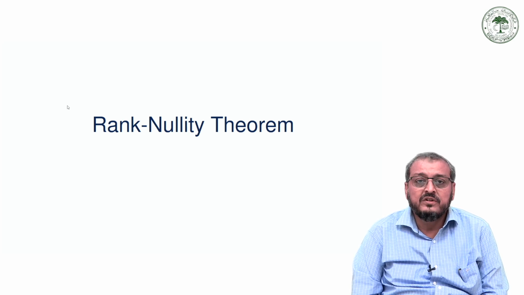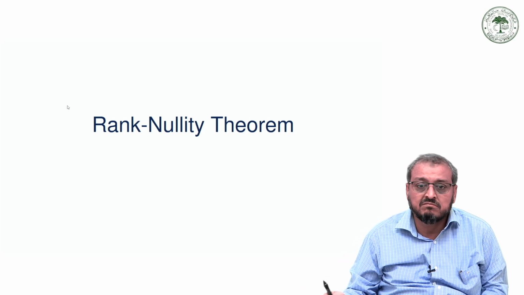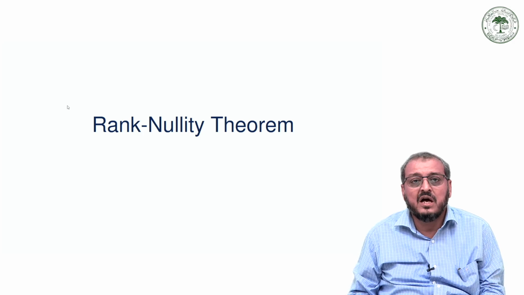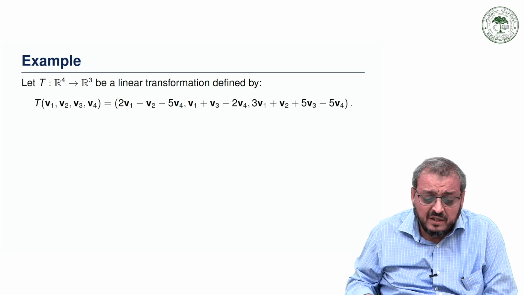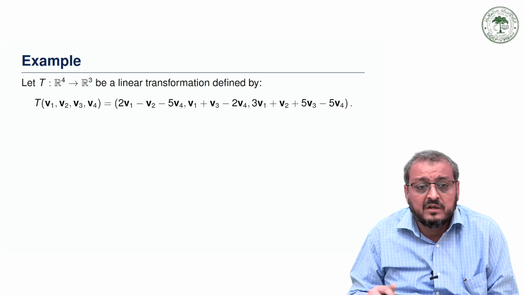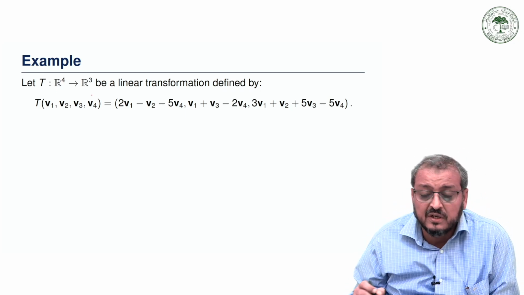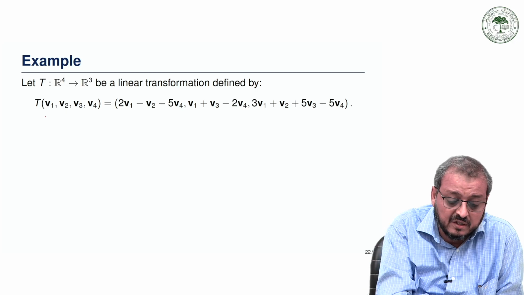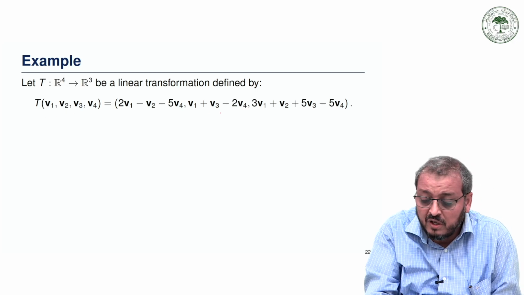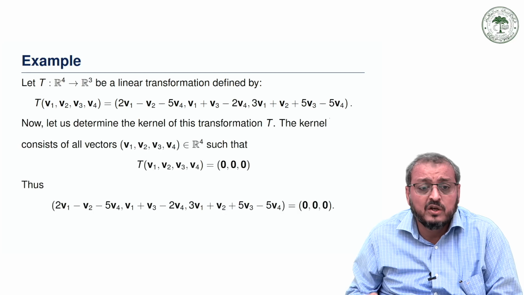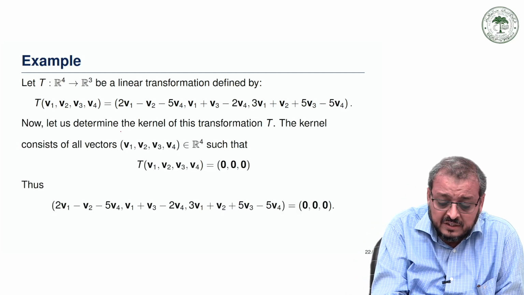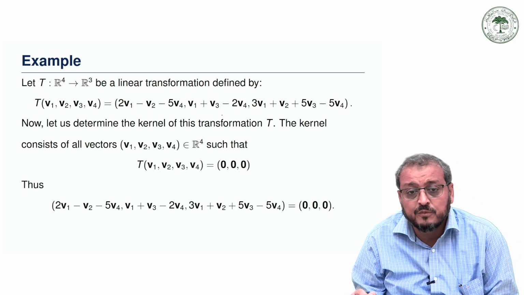Before proving this theorem, I start with an example: find the rank and the kernel, or nullity. Let T from R4 to R3 be a linear transformation defined by T of (V1, V2, V3, V4) in this form. First, let us determine the kernel of this linear transformation.